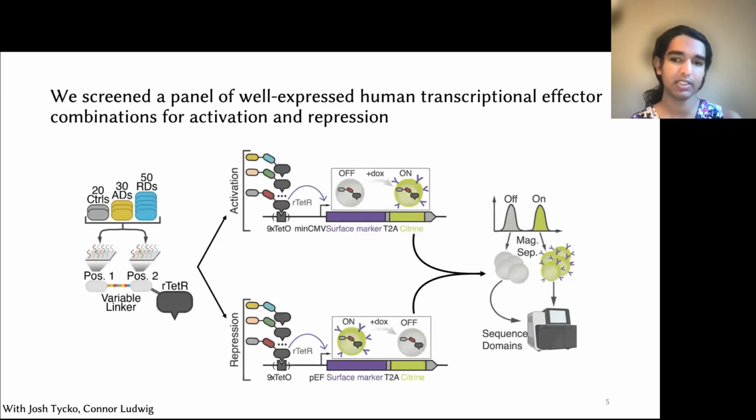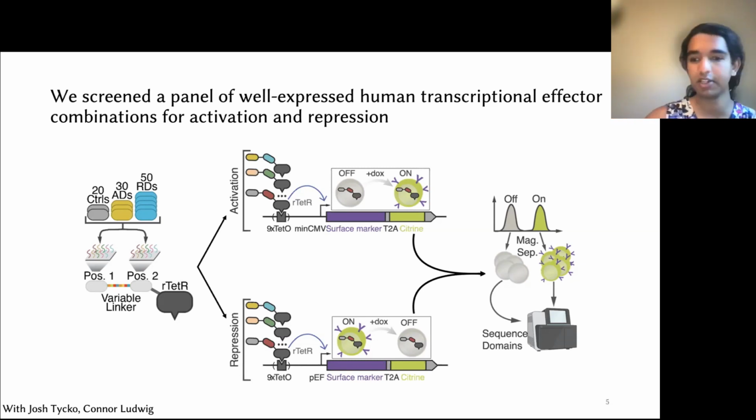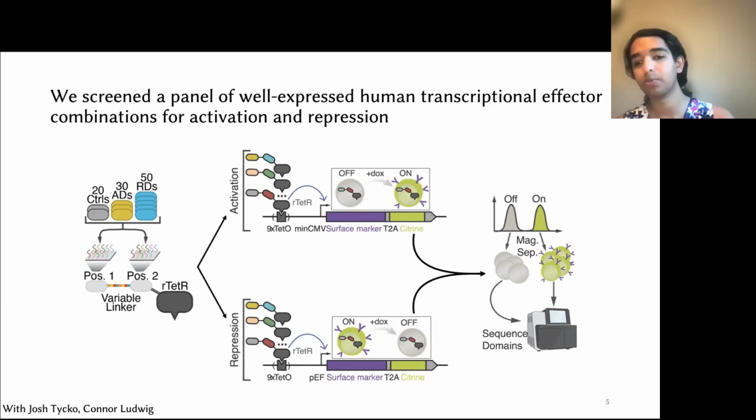Our approach to this is heavily based on some of the previous high throughput work that our lab has done, pioneered in part by Josh Tycko. We took a panel of about 100 or so effector domains and put them in one of two positions, either in front of or behind the other one. And we recruited them in a pooled high throughput format to a synthetic reporter locus that we installed in K562 cells. This reporter expresses not just a fluorophore, but also a surface epitope that you can use for straightforward magnetic separation between on and off populations.